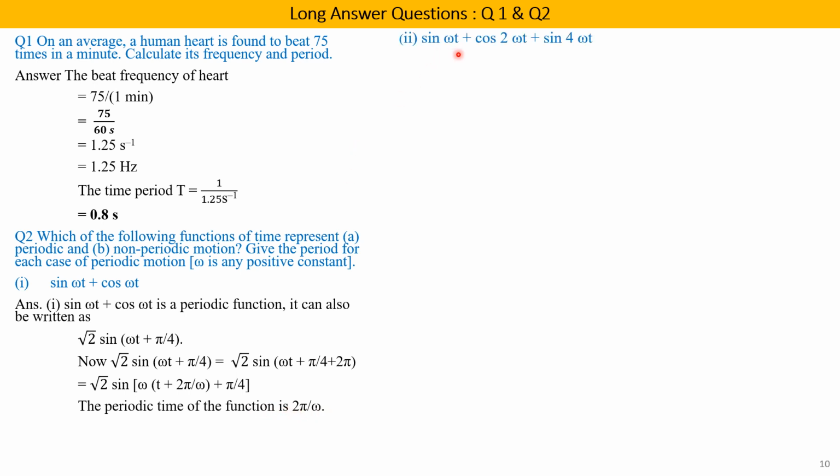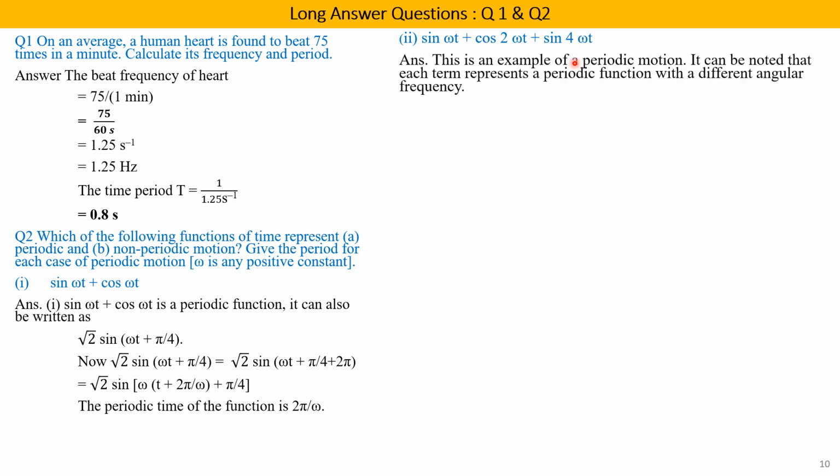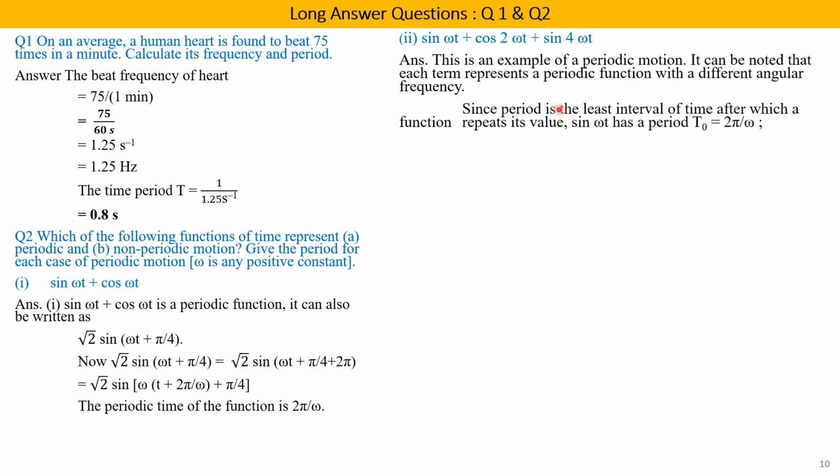The next part is sin omega t plus cos 2 omega t plus sin 4 omega t. This is an example of periodic motion. It can be noted that each term represents a periodic function with a different angular frequency. Since the period is the least interval of time after which the function repeats itself, sin omega t has a period T0 equal to 2 pi by omega. Cos 2 omega t has a period pi by omega, that is T0 by 2.